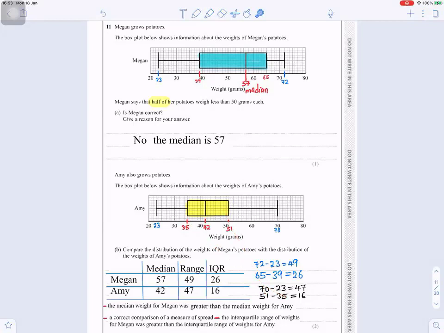Now we've got that information, let's put it in a statement to compare. We would say the median weight for Megan was greater than the median weight for Amy. The median weight for Megan is 57, for Amy it is 42, so you can see clearly there. And for a correct comparison of a measure of spread, you can say the interquartile range of weights for Megan is greater than the interquartile range of weights for Amy, because for Megan it is 26 and for Amy it is 16.